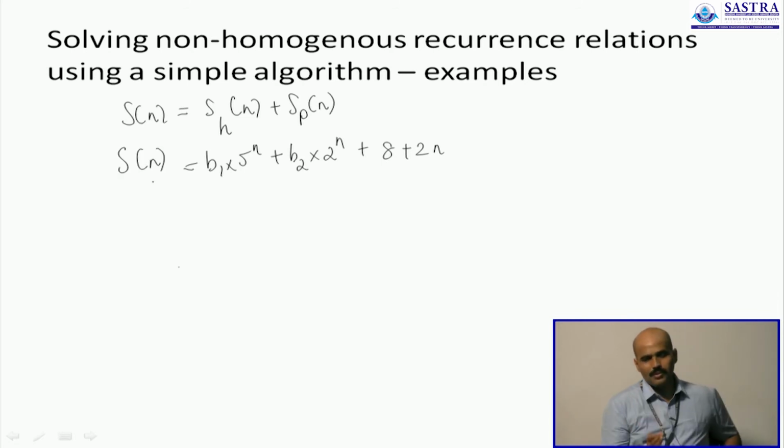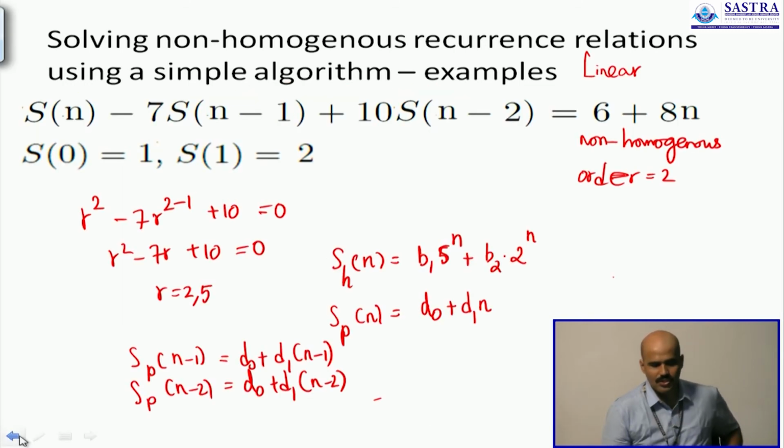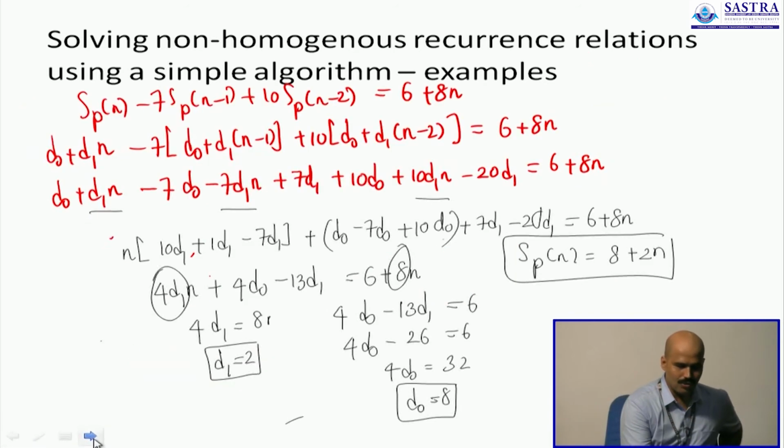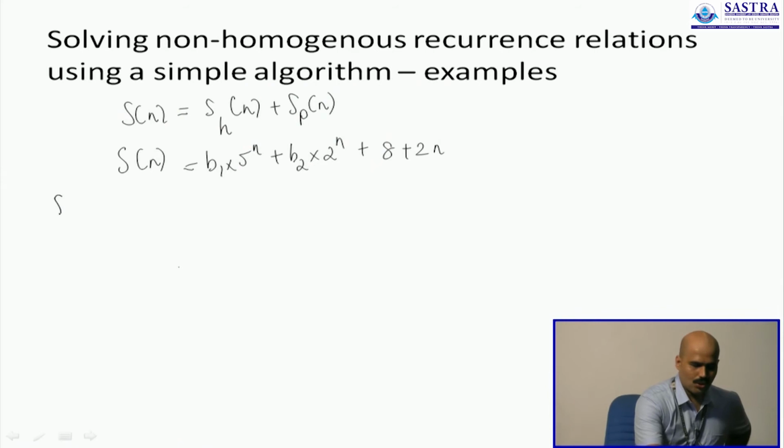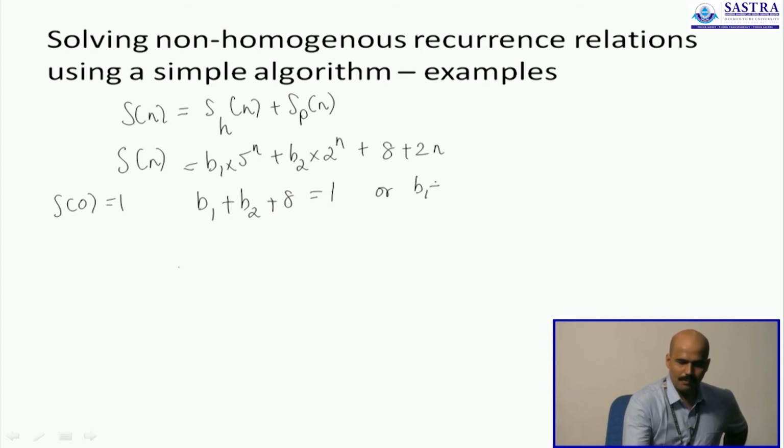Now the problem is solved if you can find these constants B1 and B2, and for that we have been given initial conditions. The question says S of 0 is 1 and S of 1 is 2. We will use them. S of 0 is 1. So we will use 0 for n everywhere. B1 times 5 power 0, that is B1. B2 times 2 power 0, that is B2, plus 8 plus 0, that is 8, giving us 1. Or you have B1 plus B2 is minus 7.